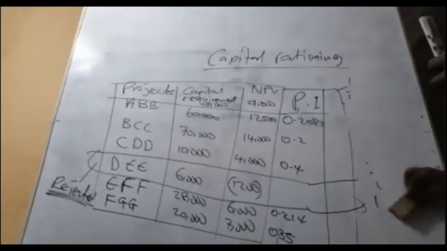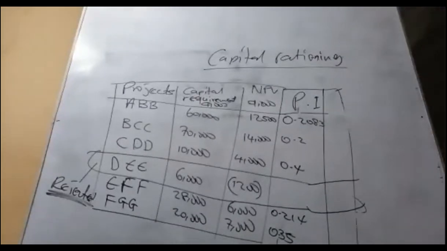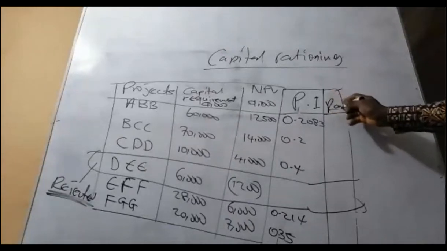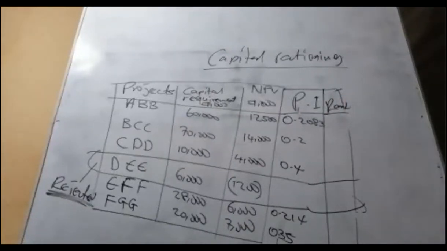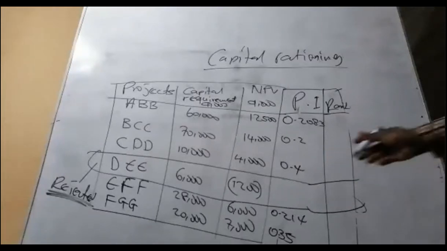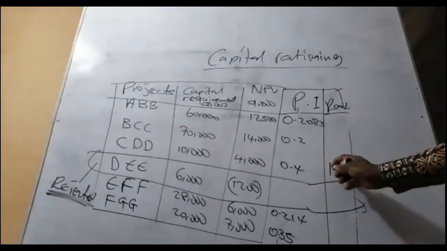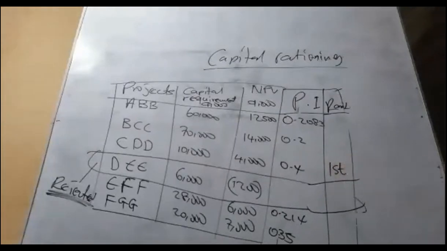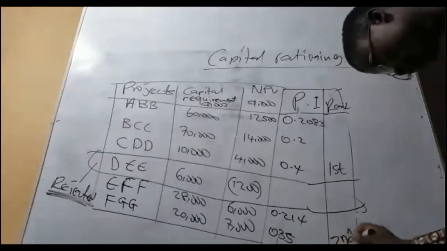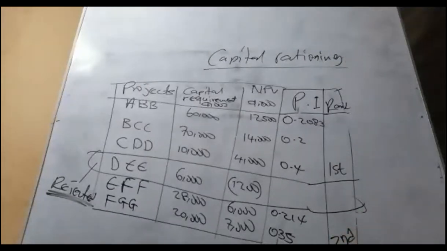So let's rank it. So ranking. And I was told that for ranking, we are very good. So let's rank them. Which one will score first? 0.4. So CDD scored first, right? Yeah. Who scored second? The last one, FGG. So second. Okay.